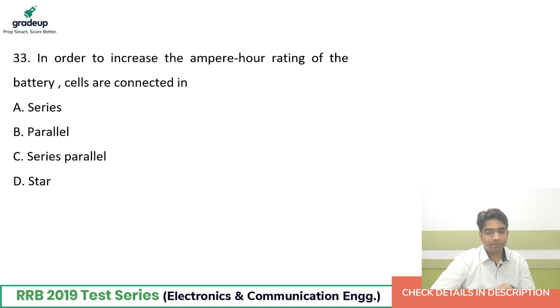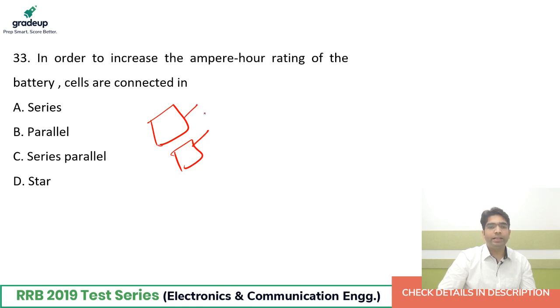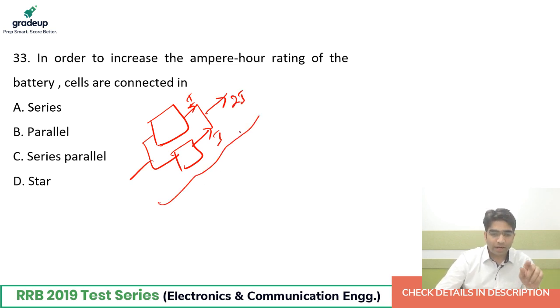अच्छा, cells will be connected in parallel to increase current. If current increases, ampere-hour rating will increase. Current supplied by it is I, current supplied by it is I, current will be 2I. To increase ampere-hour rating, it should be in parallel. To increase voltage rating, it should be in series.